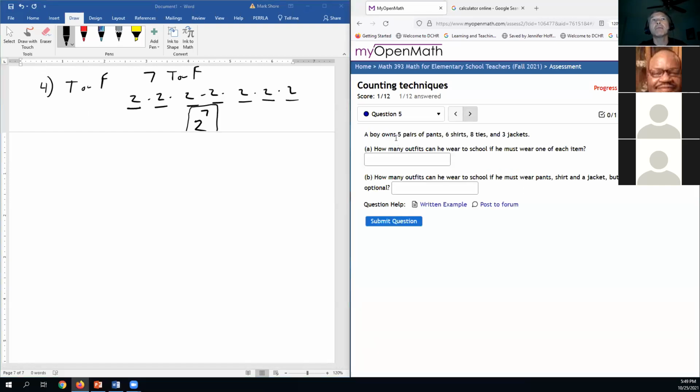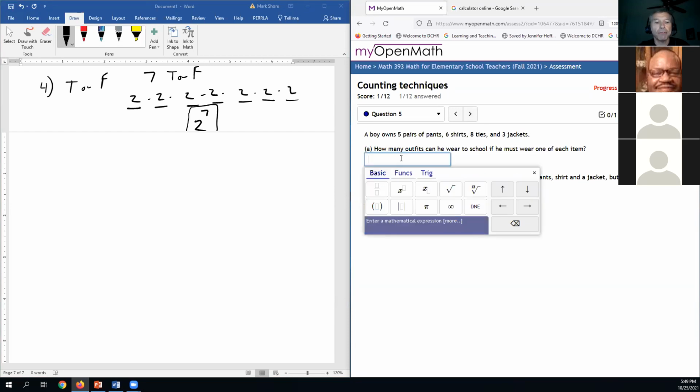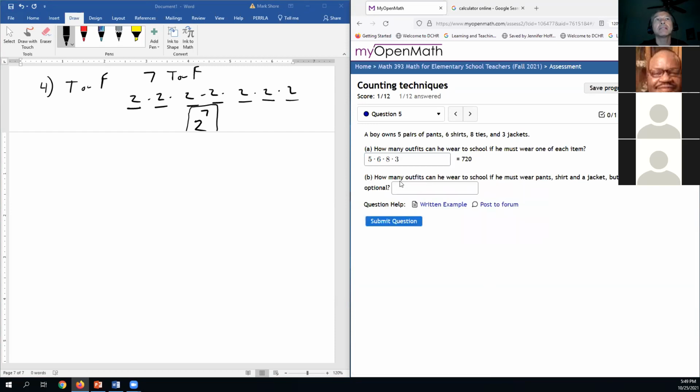And this is the same type of thing here. On part A, you got 5 pair of pants, 6 shirts, 8 ties, and 3 jackets. How many outfits can he wear to school? You must wear one of each. Can't go to school without your pants on. So that would be 5 times 6 times 8 times 3. But here on part B, it says how many outfits can he wear if he must wear pants, the shirt, and the jacket, but the tie is optional.